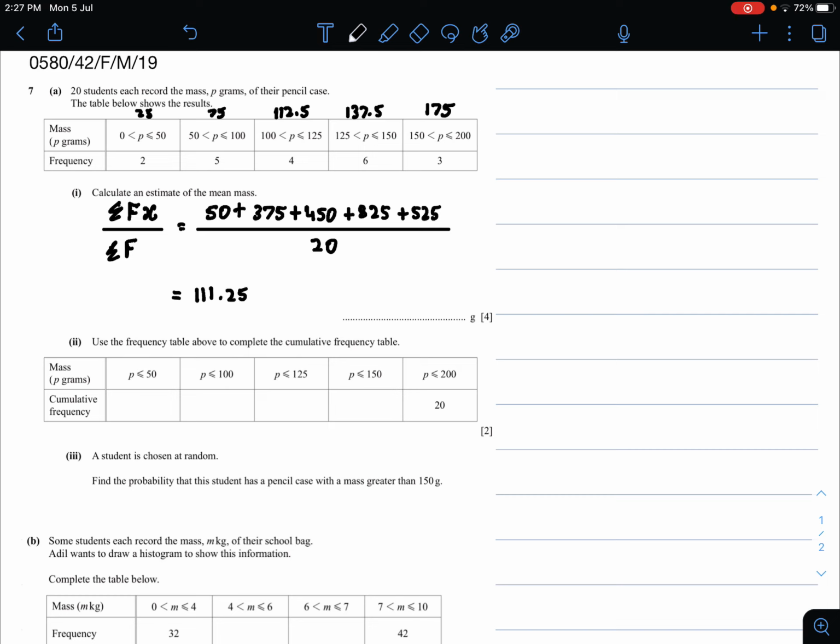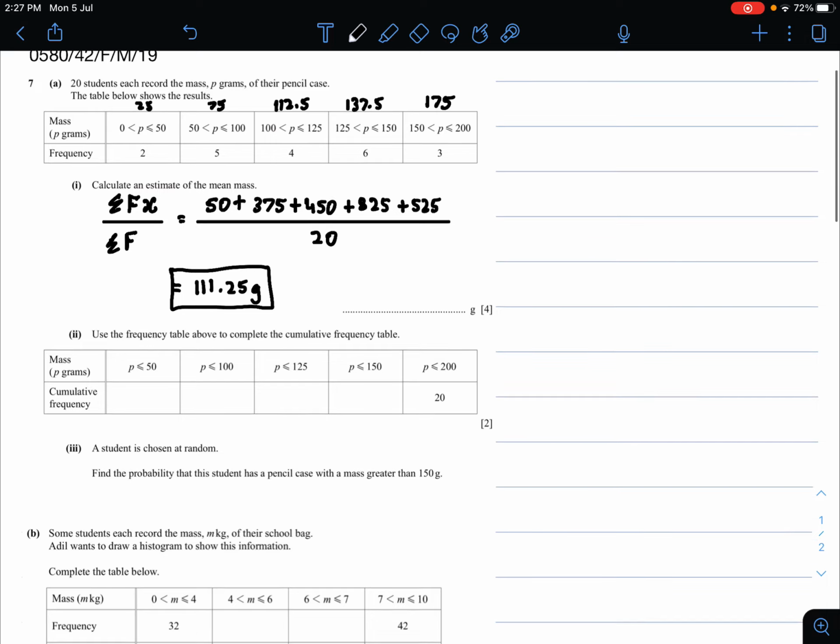And you can either leave your answer like this, or you can give it to 3 significant figures, that is 111. But I would suggest that you give an exact answer like this, 111.25 grams. Now let's move to part A2.